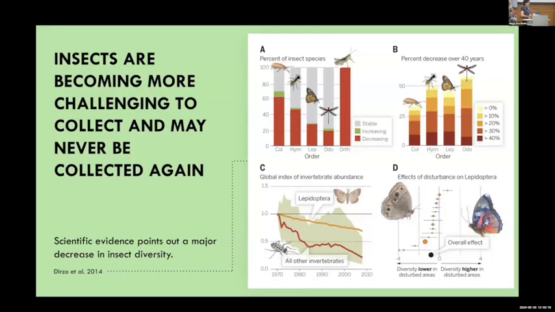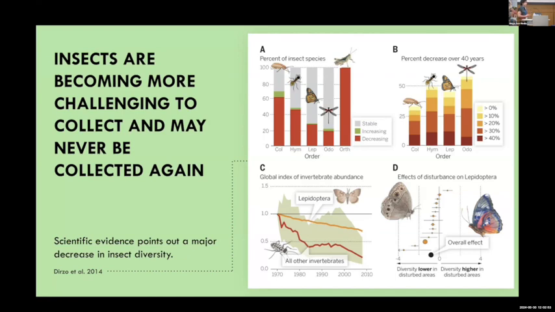So I want to start by saying that one of the issues of our current era as human beings is that insects, but not only insects, though this talk is about insects, are becoming more challenging to collect or may not be collected again. And there are so many reasons for this, right? And the pattern in the last 50 years is that insects are decreasing a lot.